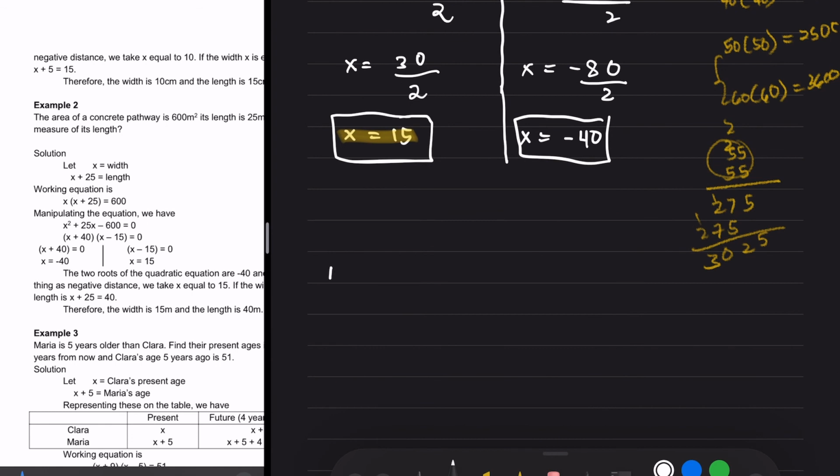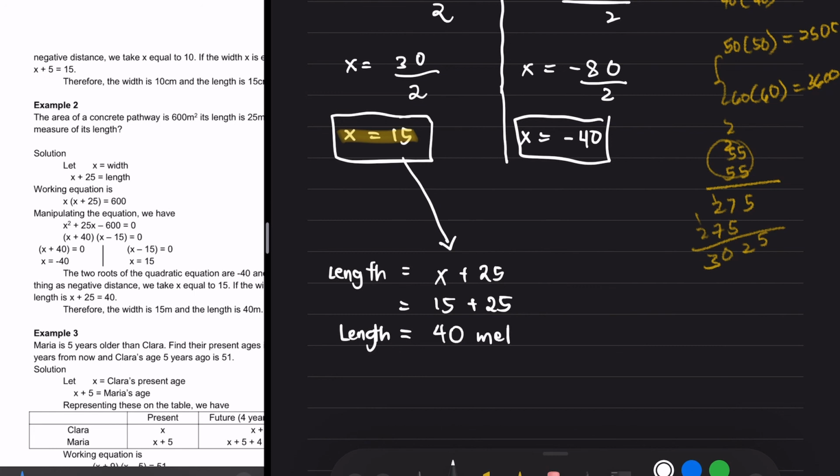So, yung length natin is x plus 25. At ang value ng x na gagamitin natin is 15. So, 15 plus 25. So, the answer here is 40, right? So, the length will be 40. And what is the unit na ginamit? That is meters. Pwede sulat nyo meters or m lang. So, therefore, ang length natin, the measure of the length is 40 meters. So, this is the final answer.